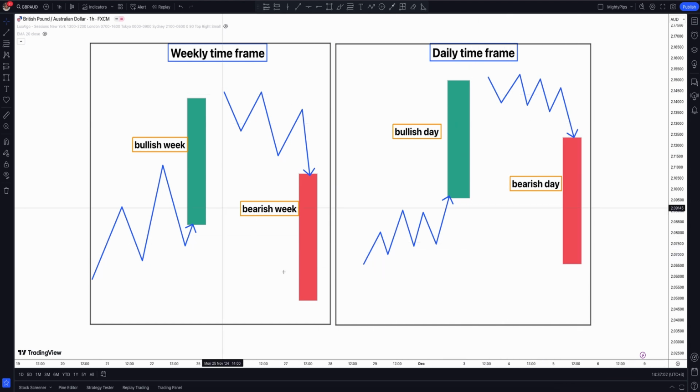So what are we looking for? We are looking for the most recent closed candle on a daily chart.